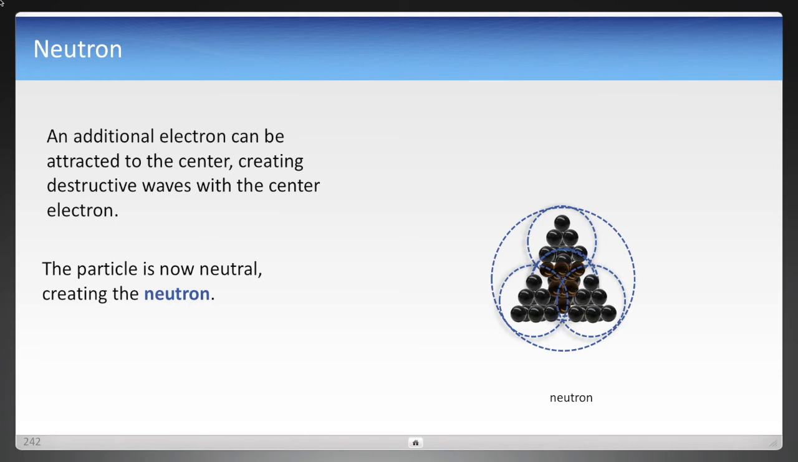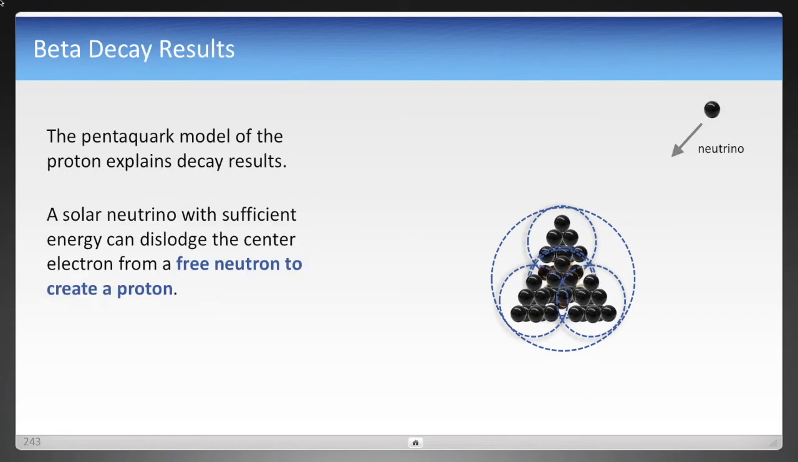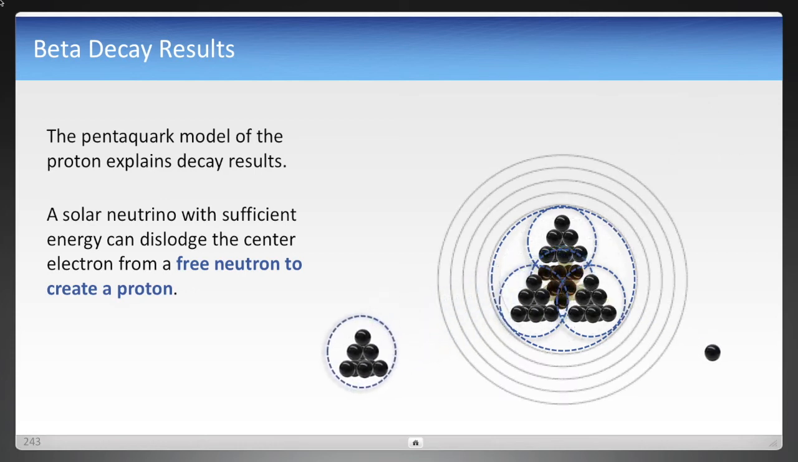Again, this is very, very different than the current interpretation of what a proton and neutron is, but not only was a pentaquark found recently at CERN, but beta decay results for a good century or so can now be explained by this. A neutrino with sufficient energy, right? It has kinetic energy as it's traveling from the sun, for example, can hit that center electron and dislodge it. And this is what is seen in beta decay results. As a neutron transforms to a proton, an electron and a neutrino are found. Again, it's not a quark. A quark is not found in beta decay, so a proton and a neutron should never have been described as quarks to begin with.